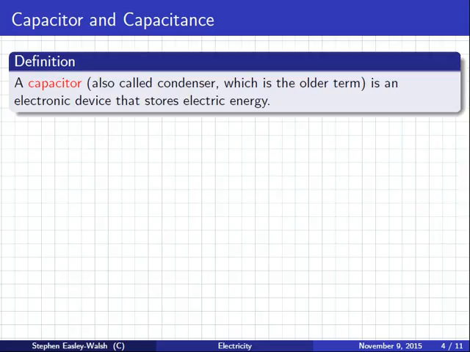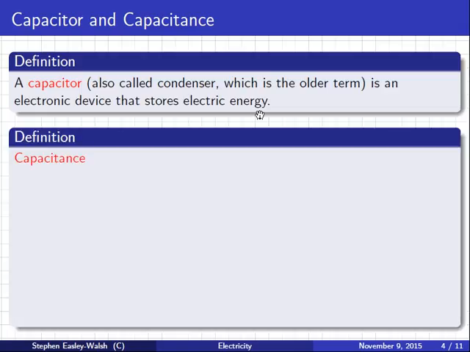And it's usually, not always, but usually a small charge. But sometimes it can be a larger charge. Got that? Yep. Now, capacitance. So capacitor and capacitance.